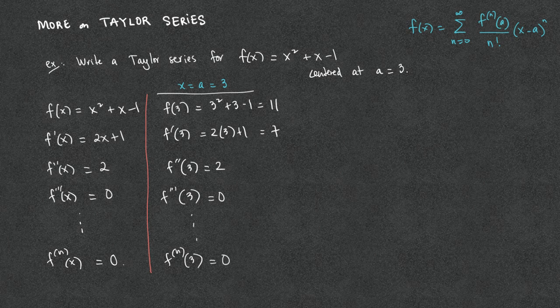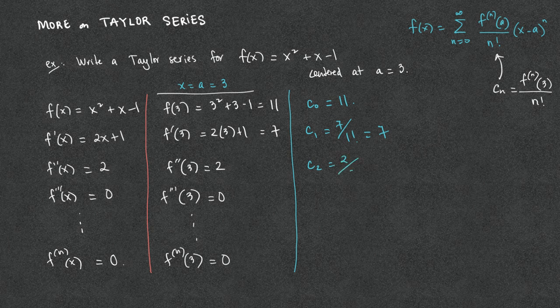The coefficients of the Taylor series are the nth derivative evaluated at x equals a, over n factorial. We evaluated these derivatives already. We just need to divide by n factorial. c sub 0 is 11. c sub 1 is 7 over 1 factorial. c sub 2 is 2 over 2 factorial. And c sub 3 is 0 over 3 factorial, and so on.